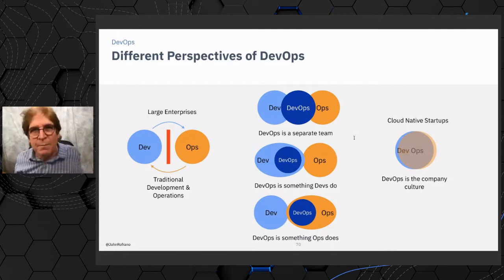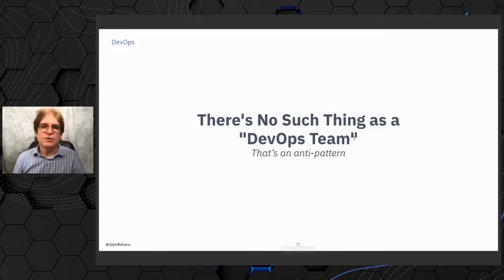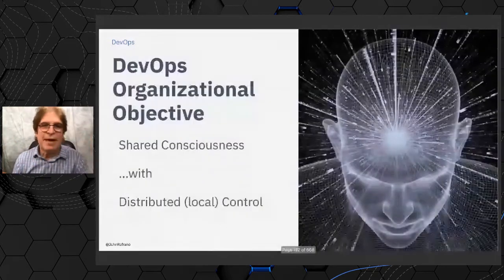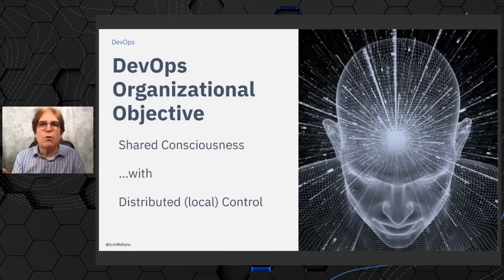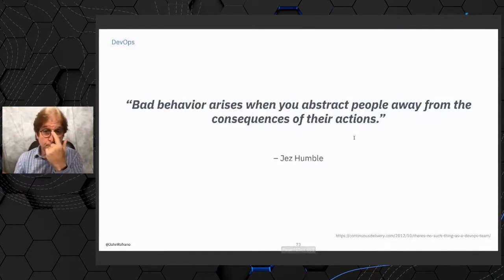DevOps is what you become. DevOps is the culture that you turn your company into. Really, really important to understand. So there's no such thing as a DevOps team. That's an anti-pattern. You want shared consciousness with distributed local control. Everyone understands the overall goal, but everybody locally is in control of making their own decisions so they can make them quickly.